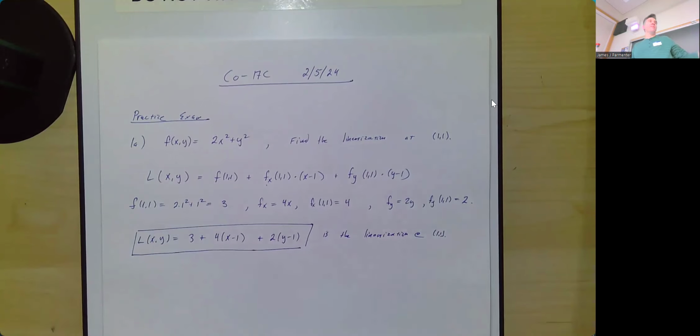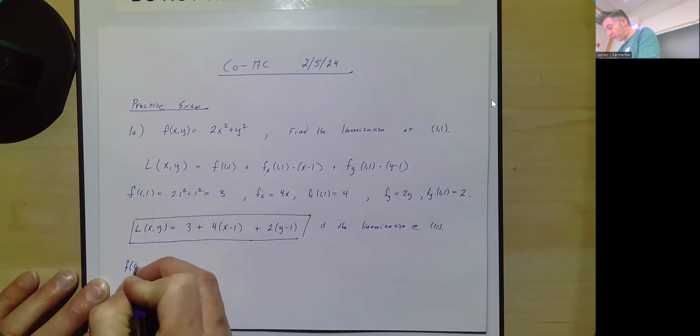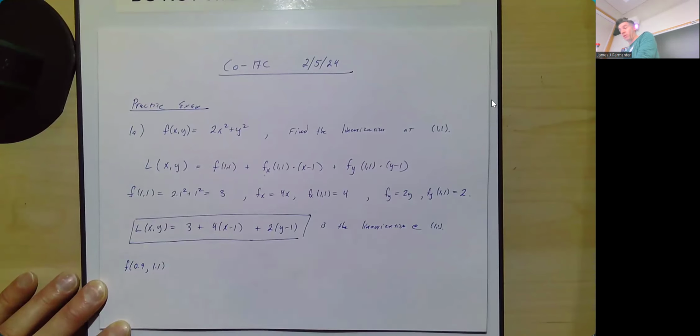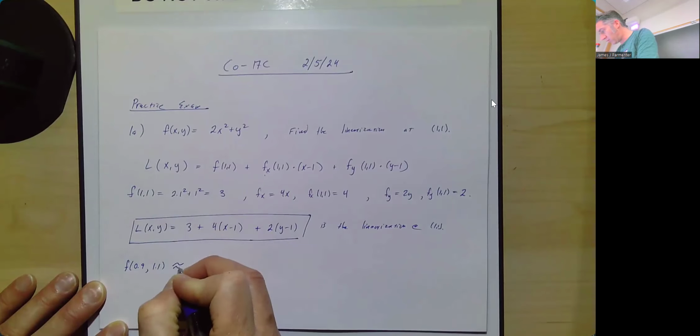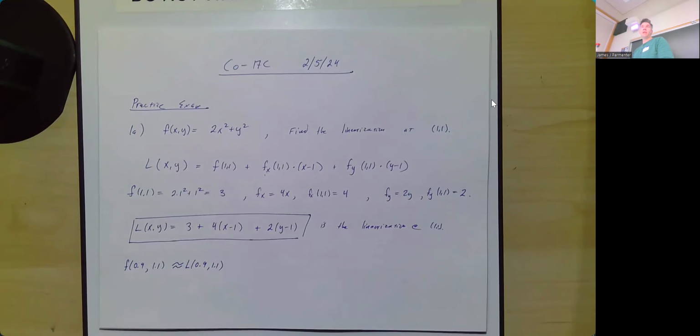Now, the second part of this part A question, which you could have made part B, but whatever. Use it to approximate f of 0.9, 1.1. So to approximate f of 0.9, 1.1, we're going to write, and I would encourage you to write this when you do this problem, it's approximately equal to L of 0.9, 1.1. That's the whole point, is you're going to plug that point into the linearization to approximate the actual function value. And the hope here is that it's easy to do.